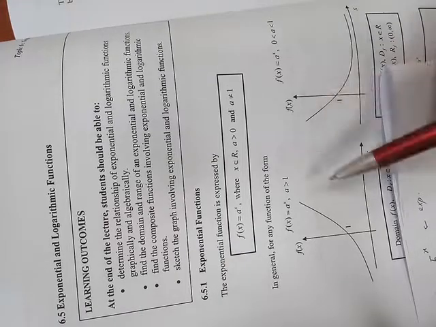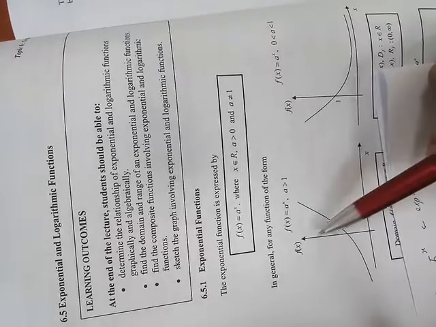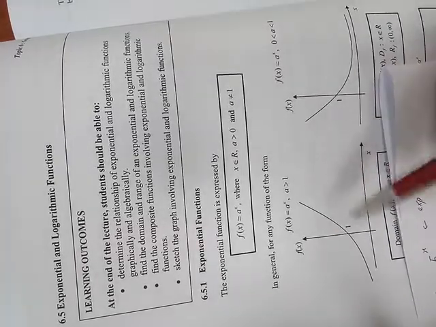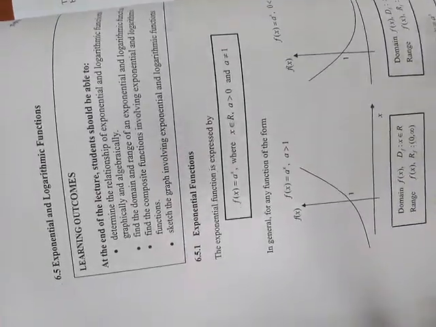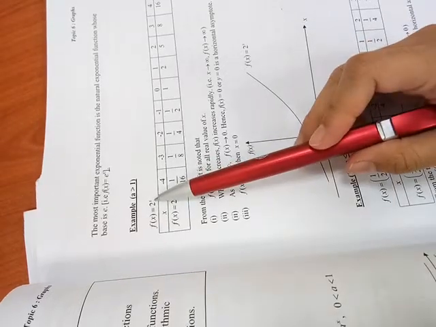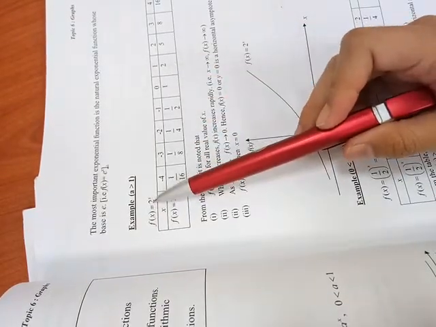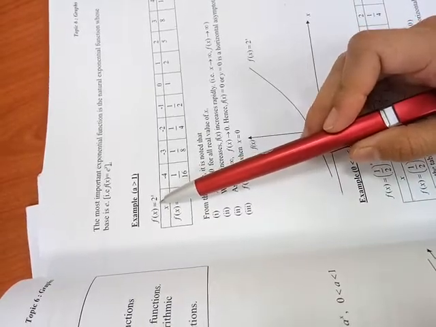But still, both graphs pass through the y-axis, so both graphs should have a y-intercept. Okay, look at here. This is the graph where the a value is more than 1. So let's say we have 2 to the power of x. 2 to the power of x means the a value is more than 1 because the a value here is 2.